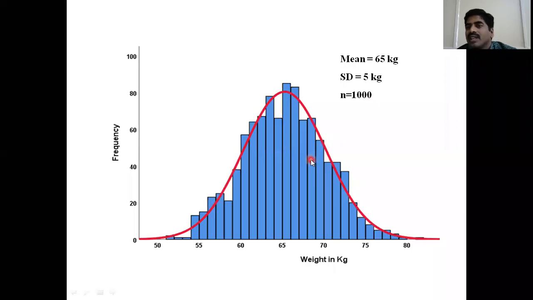When will you apply these area properties? Only if data follows normal distribution. You don't take some observations and calculate mean plus or minus SD, that is a normal limit. First data follows the normal distribution, then only you have to apply area properties.